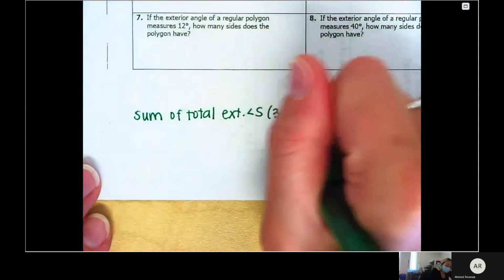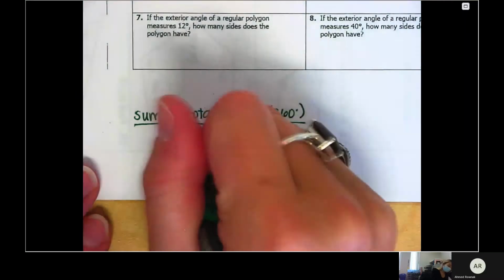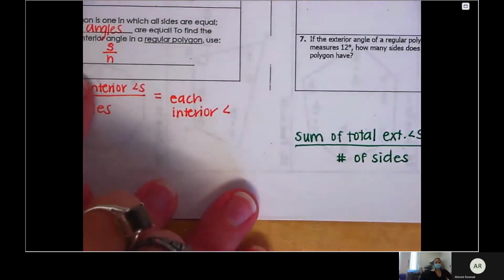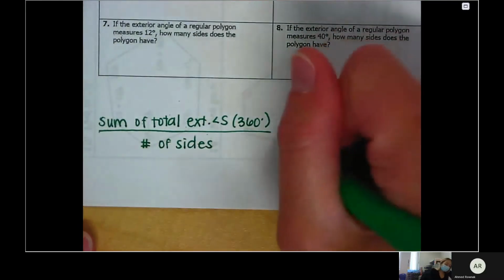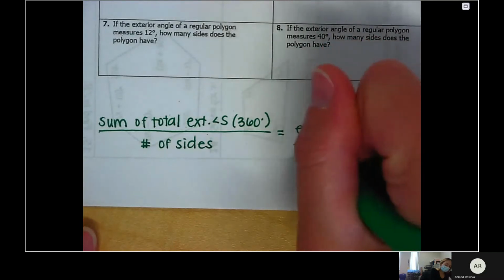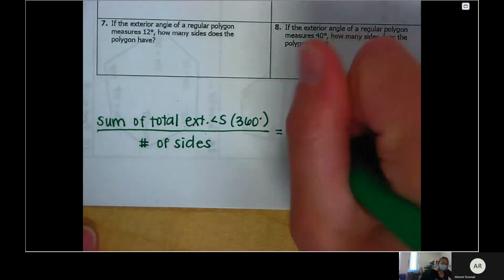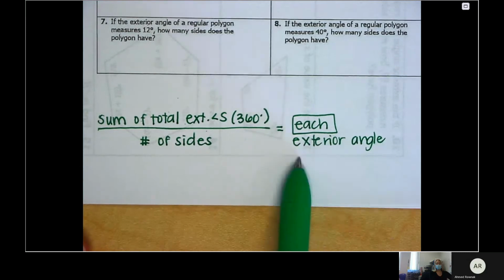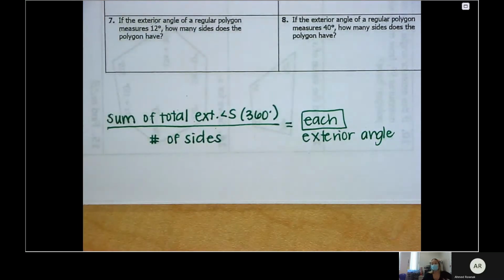360 degrees. So if you take 360 degrees and you divide it by the number of sides in the polygon, it's almost exactly the same as this one over here. If you take that 360 and you divide it by the number of sides, you should get each exterior angle, the degree measure for each one. So if you take 360 divided by the number of sides, you get the measure of each exterior angle. And that's going to be the formula that we use every time when we're talking about exterior angles. It's the only formula to use.